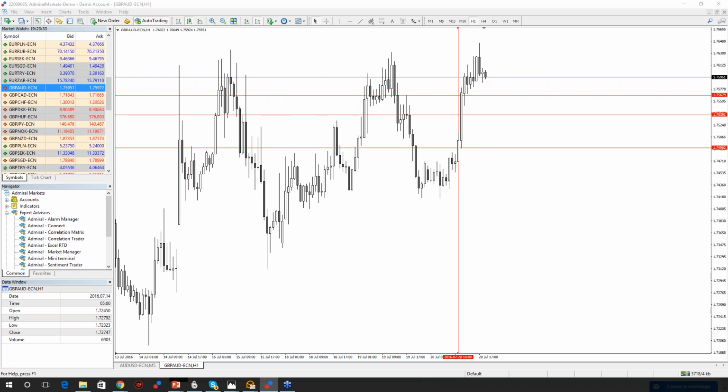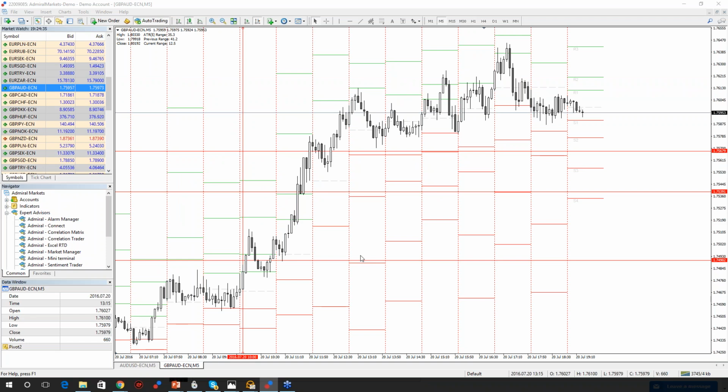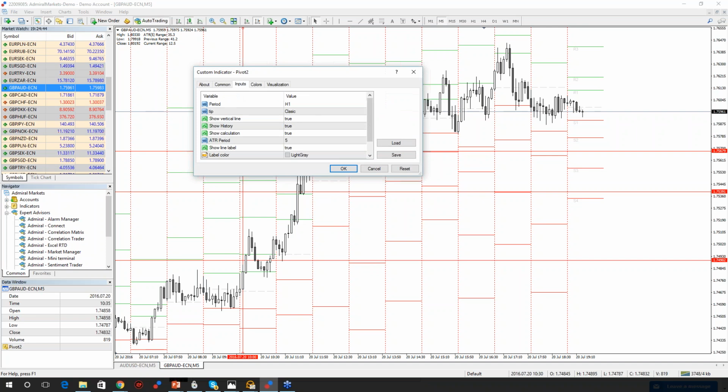And here this was it. So your entry was here. Simply go with this resistance here. Okay, guys, this is it. Again, I will repeat it. No problem. So indicators list, Pivot 2. This is the indicator that you should have by now, guys. This is important. This is what you will use and we will be using. And for period, you put H1, type is classic, and show history to true.